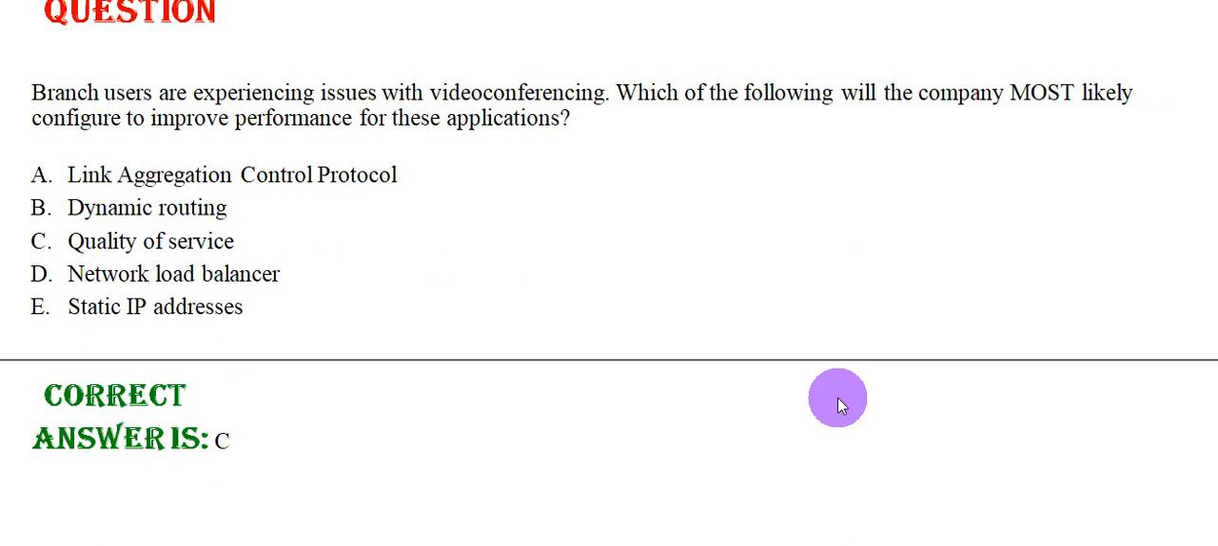Branch users are experiencing issues with video conferencing. Which of the following will the company most likely configure to improve performance for these applications? Option A, Link Aggregation Control Protocol. Option B, dynamic routing. Option C, Quality of Service. Option D, network load balancer. And option E, static IP address. The correct answer is option C.